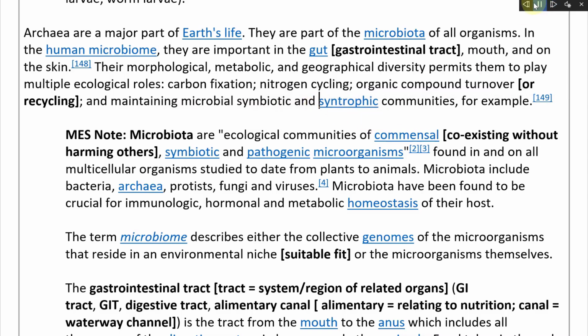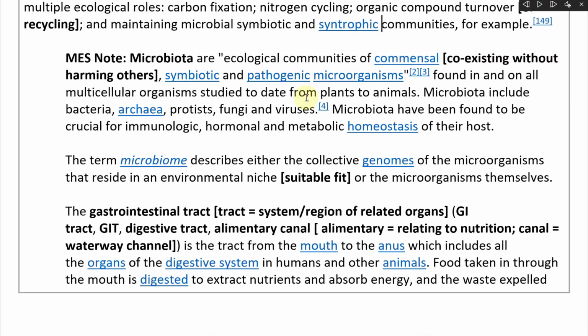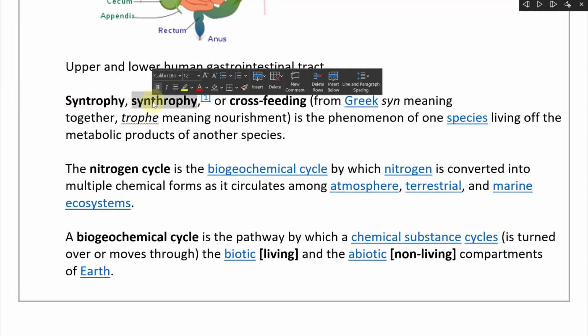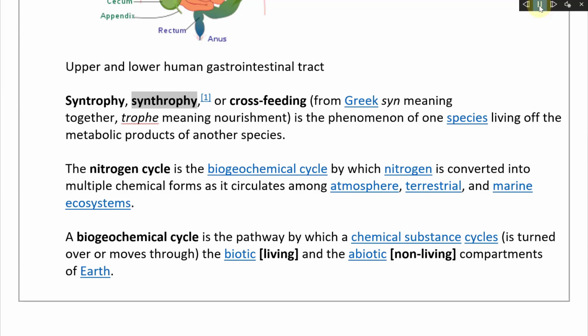Let's see this pronounced. Syntrophic. Yeah, so syntrophic communities. So let's go over syntrophic right here. So syntrophy, or also written this way. Let's see if this is pronounced differently. Synthropy. That's a TH, but I'm just going to call it syntrophy, or cross-feeding, from Greek syn meaning together, and trophy meaning nourishment. Let's see how this is pronounced. Trophy. Yeah, in English it is trophy, meaning nourishment. It is the phenomenon of one species living off the metabolic products of another species. Yeah, so that's feeding off of that, or cross-feeding.